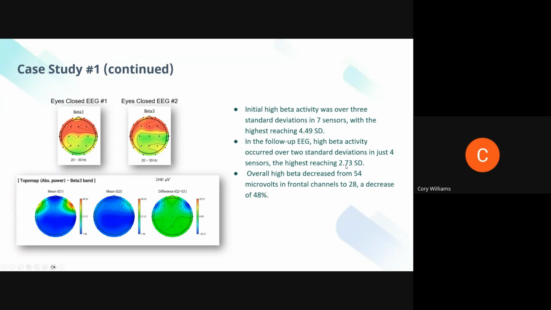He's reaching 2.73 standard deviations, which is quite high. But we're down from 4.49, right? So it's a really big shift for him. And that registered in a way that his ADHD symptoms improved, his defiant symptoms improved, and his parents were a lot happier at home because he was a lot easier to be around.